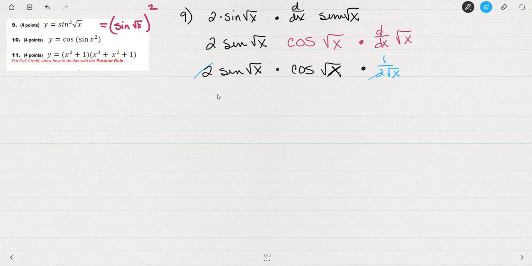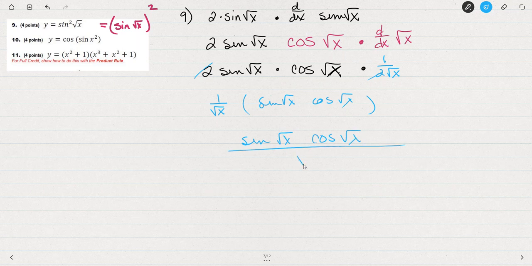And so I'm left with 1 over the square root of x times sine square root of x cosine square root of x. Or you could write it as sine square root of x times cosine square root of x all over the square root of x. That would have been okay also, either way. There's no need to rationalize that radical in the denominator.